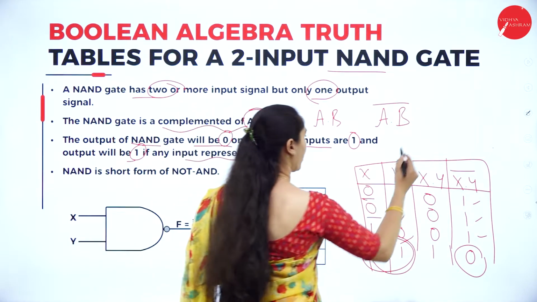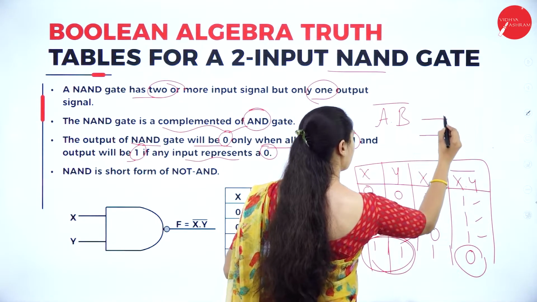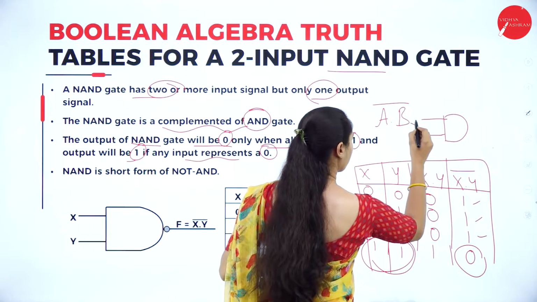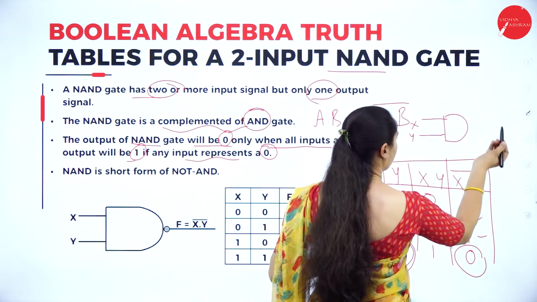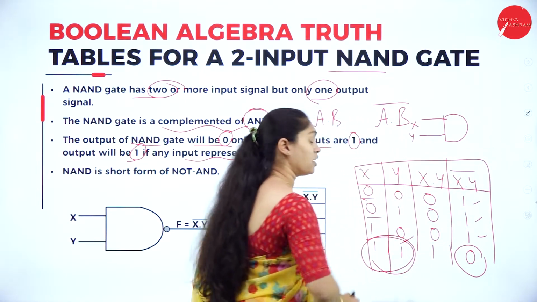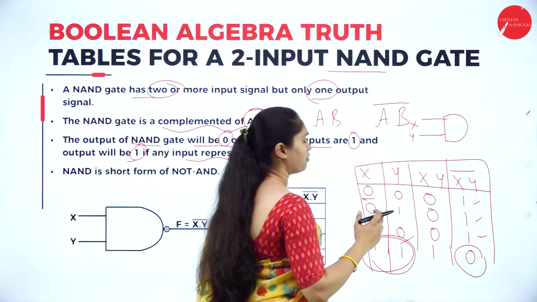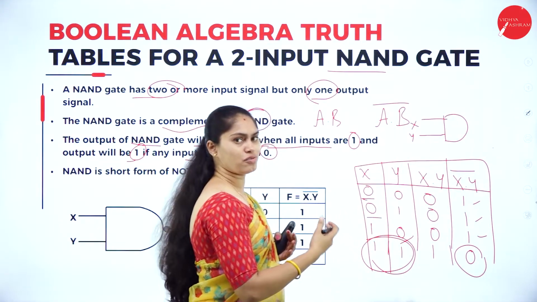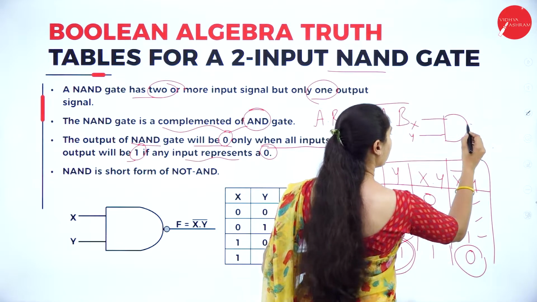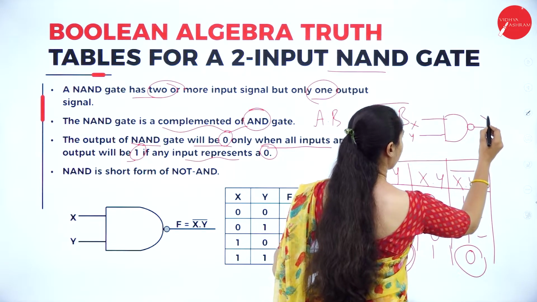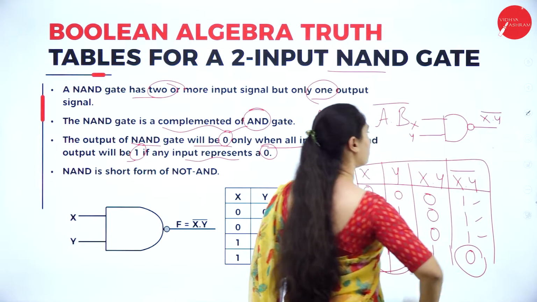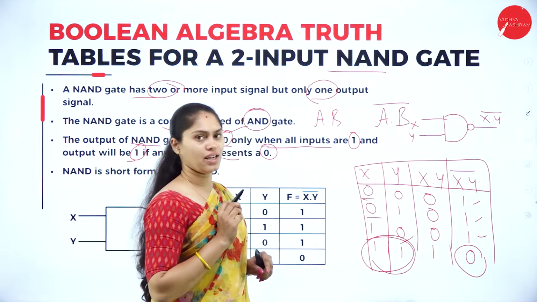Then how are we going to write it? For AND gate, we know that in this way we are going to write. If X and Y are my inputs, then the output will be what? X dot Y. If it is NAND gate, or if it is the inverse or complement of AND gate, then we are going to have a bubble here. Then it will become X dot Y whole bar. That is what? X dot Y complement.